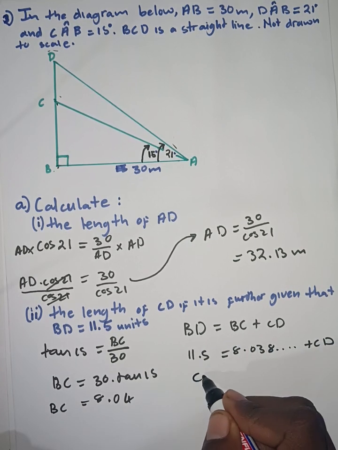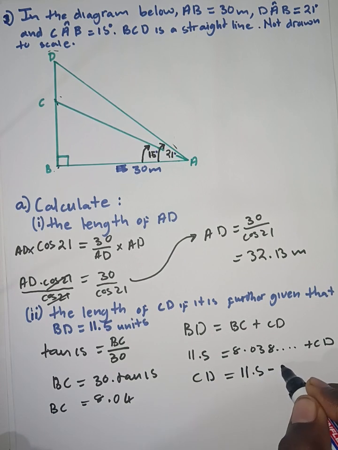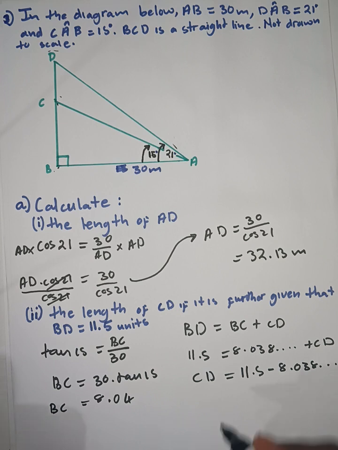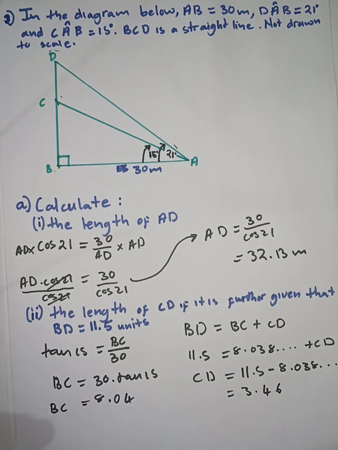So to get CD, that's what they want, it will be just 11.5 minus 8.038 and some other decimal. And if you do that, 11.5 minus answer, you'd get a value of 3.46. So that will be the value that you get for CD.